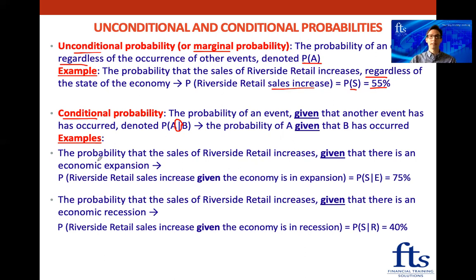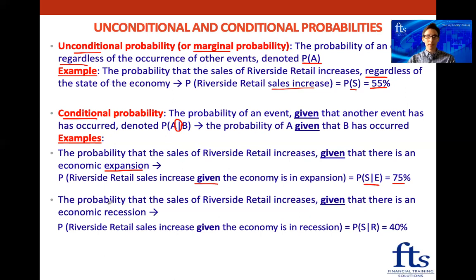The first one is the probability that the sales of Riverside retail increases given that there's an economic expansion. So that's the probability that the sales increase given that we've got an expansion. We can call it P(S | E), the probability of sales given the expansion, at 75%. Now we can see that this conditional probability is greater than the unconditional probability, which makes a lot of sense, because if the economy is doing well, we would expect the sales to do well because we now got more information. We know the state of the economy. Over here, we didn't know the state of the economy when we did the unconditional probability.